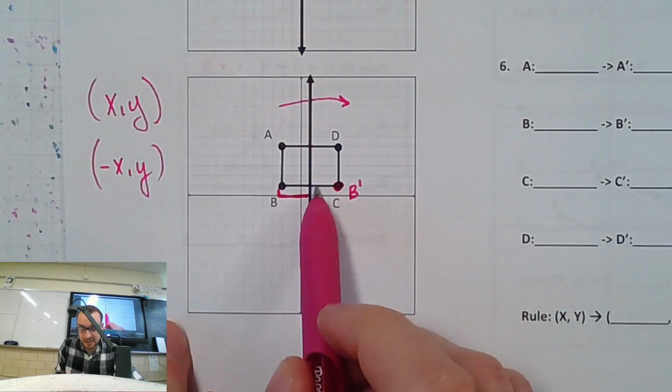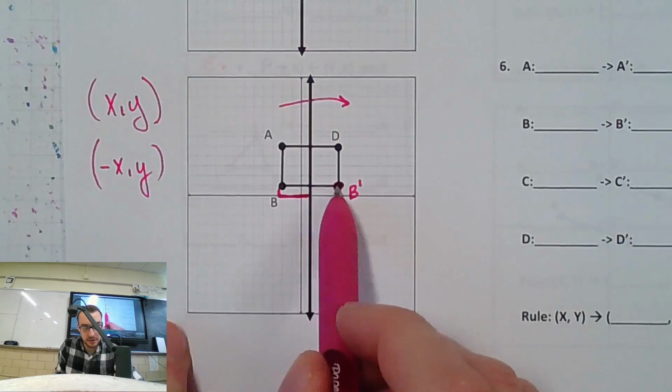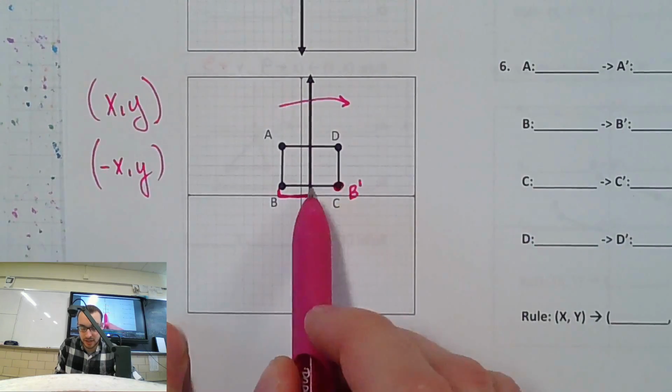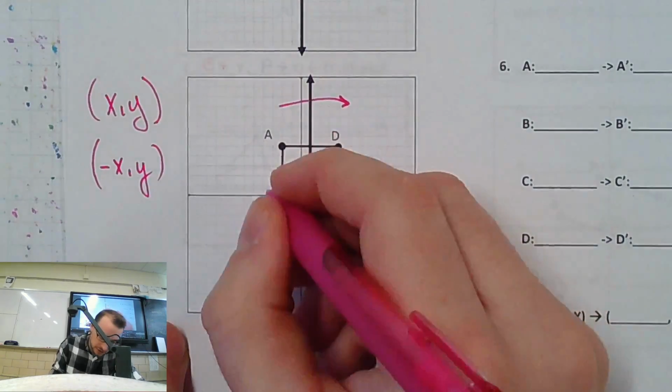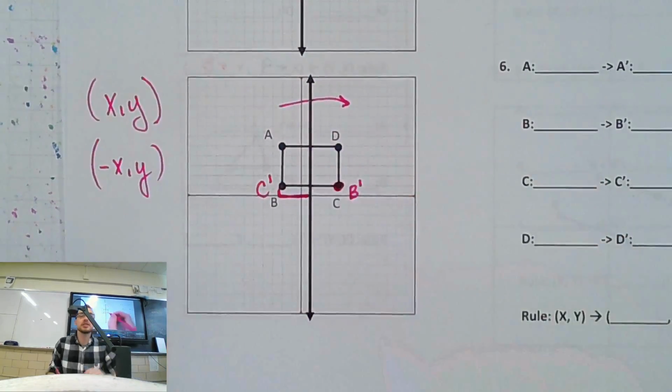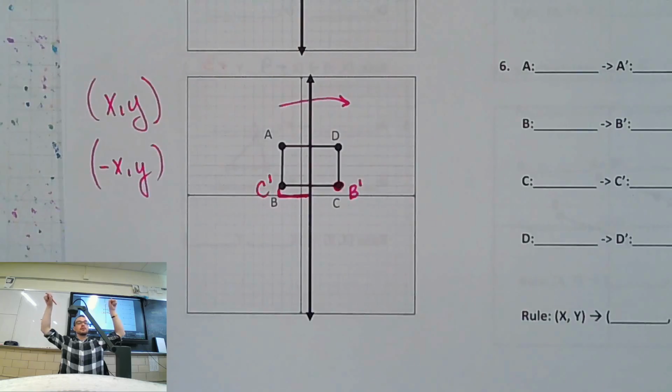Same thing for C. C is 3 away from the line of reflection. So it's going to end up 3 away on the other side of the line of reflection. Again, from the line of reflection, 1, 2, 3. So it's going to trade spots with B. It's because they're both the same distance from the line of reflection.